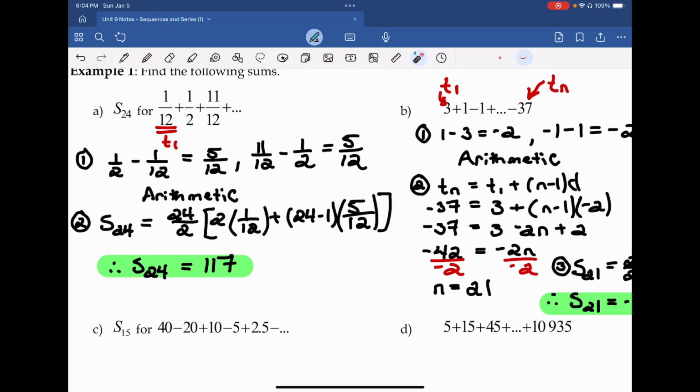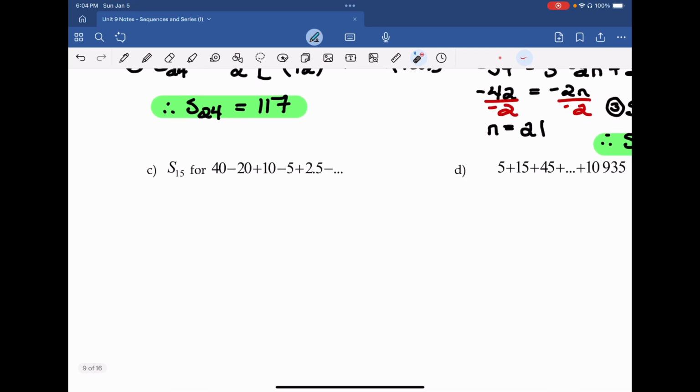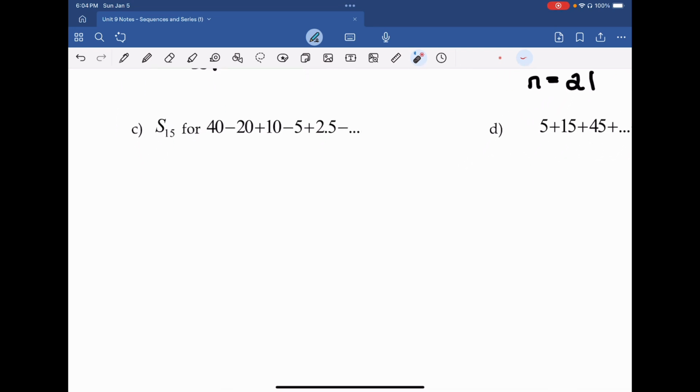All right, now here's where we shift our focus and potentially go to geometrics. Right away, we look at this and they're asking for S15, S15 meaning the sum of the first 15 terms in the series.